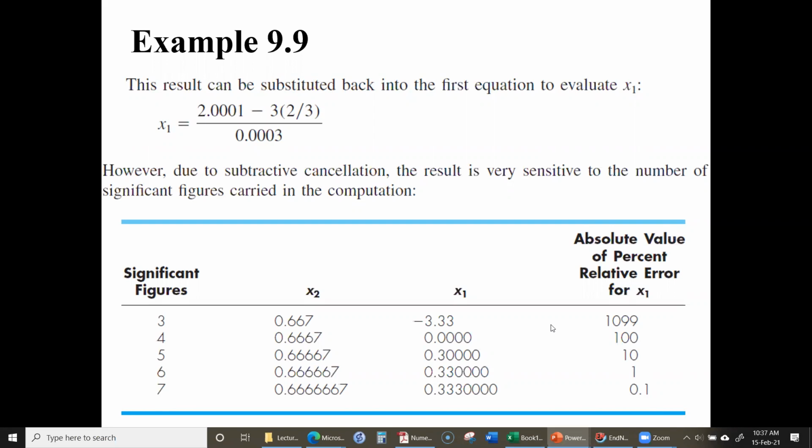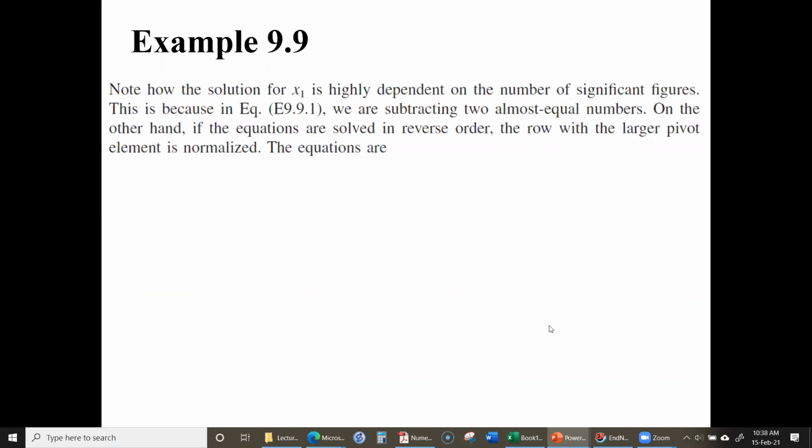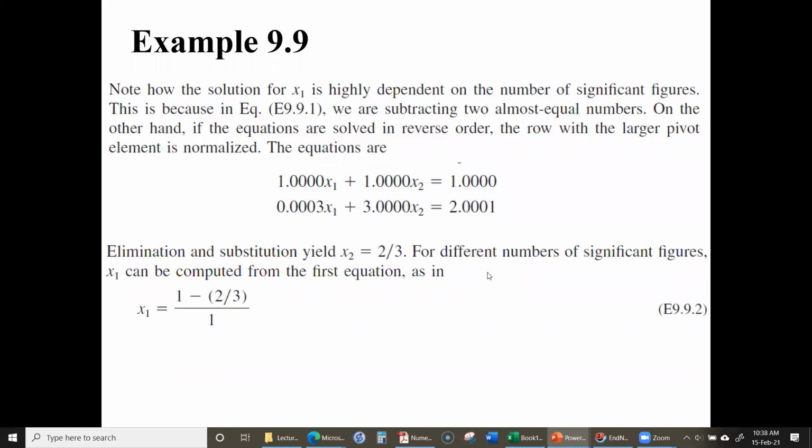However, if we change this system, that means we interchange these two equations, so that we make the first equation the second and the second equation the first, and then apply the elimination method, one will become the pivot position. So one is the coefficient with the maximum value in this column, and it comes to the pivot position.